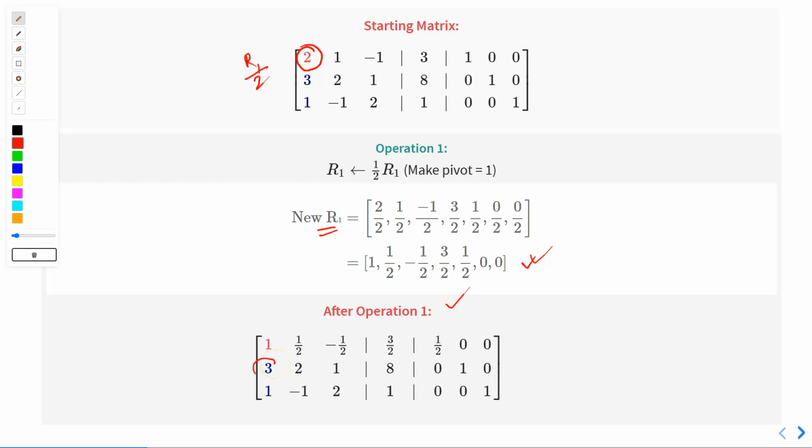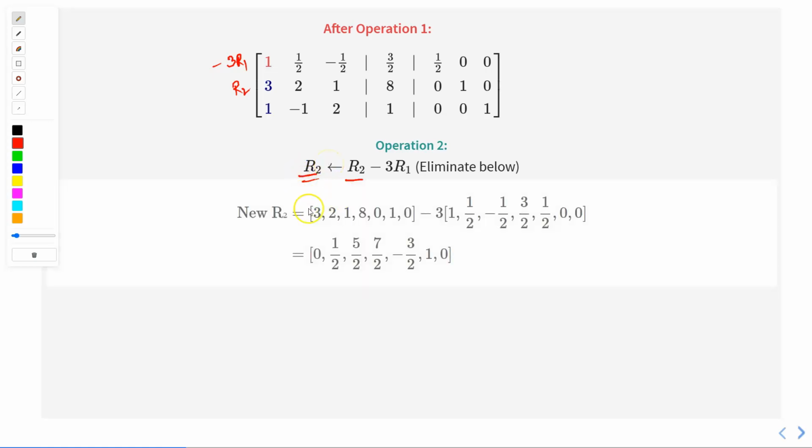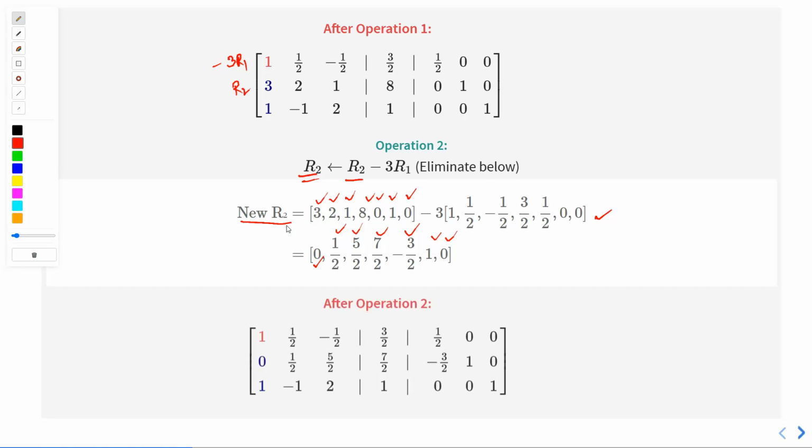Next target is to make this element 0. For that I am going to do operation 2, which is R2 minus 3 into R1. If I do that operation, I'll get new R2. R2 is 3 2 1 8 0 1 0 minus 3 into R1, where R1 is 1, half, minus half, 3 by 2, half, 0, 0. Now if I do the calculation, I'll get new R2 is 0, half, 5 by 2, 7 by 2, minus 3 by 2, 1 and 0. Now if I plug this new R2 into the matrix, after operation 2 my new matrix will be like that. You can see this becomes 0, and obviously the other elements will change accordingly.